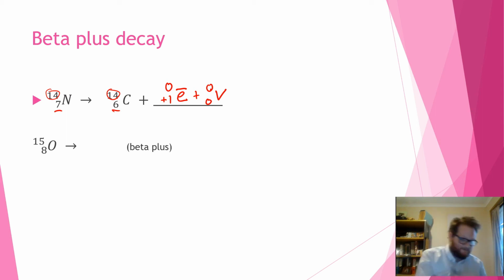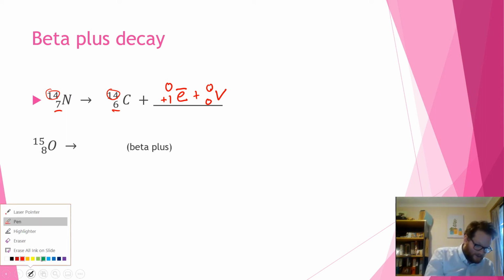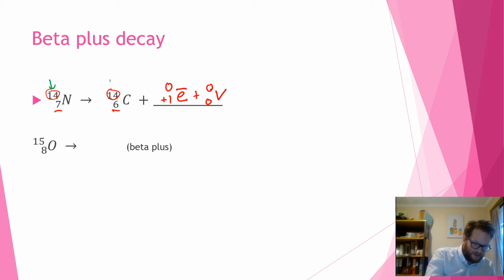Let's check that this is balanced. So, checking if it's balanced. 14 on the top. 14 plus 0, 0. That's balanced. On the bottom, we've got 7. On the right, we've got 6 plus 1, which is 7. So, therefore, that is balanced.